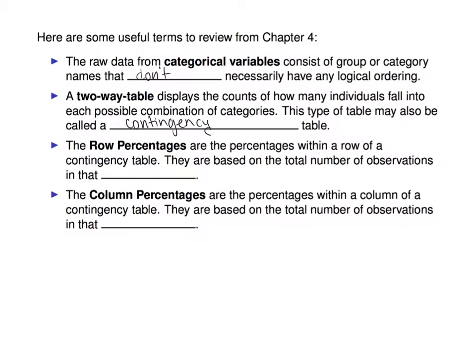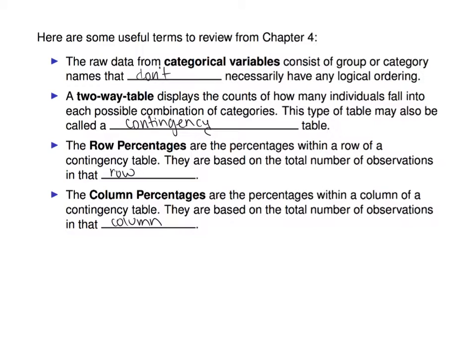Do you remember how to find row percentages? So you look at a row and you say, okay, how many people in this row are in category 1, how many people in row 1 are in category 2. So they're based on the total number of observations in that row. And column percentages are based on the total number of observations in a column. So the group that is row 1, the group that is row 2, or the group that is column 1, the group that is column 2. And you look and see how the opinions differ among those groups.